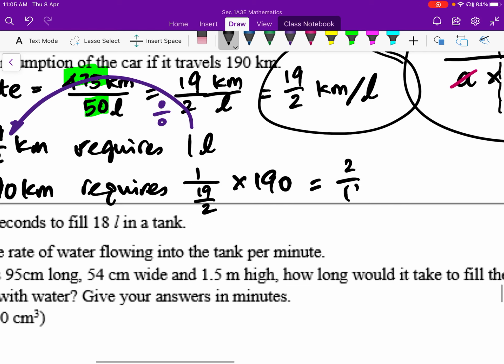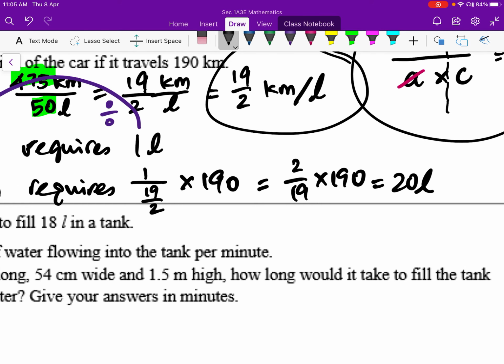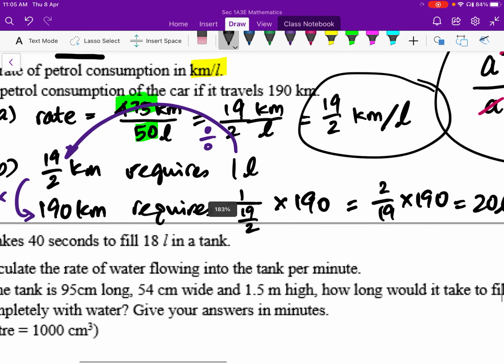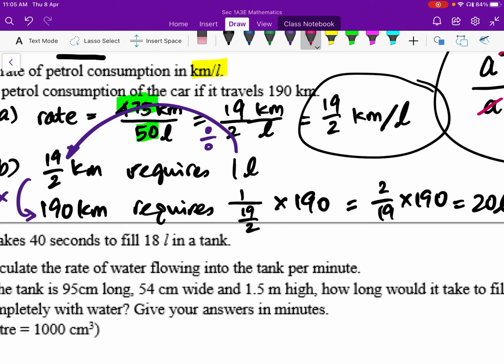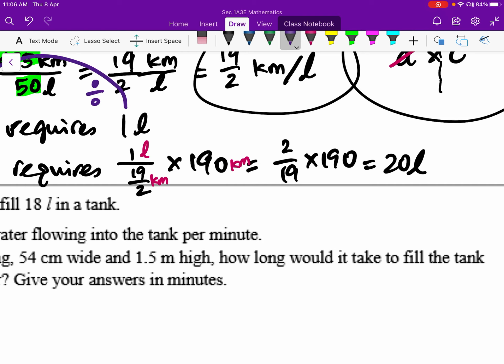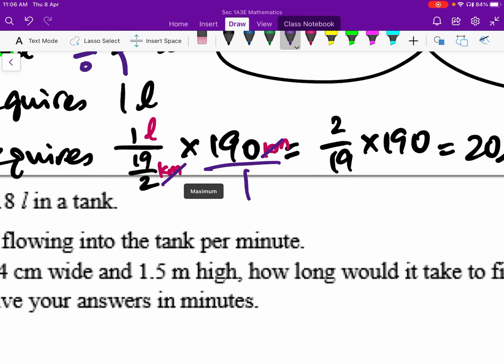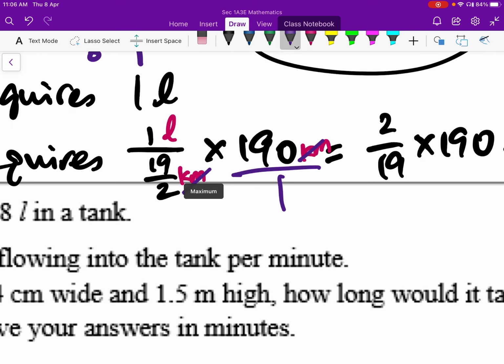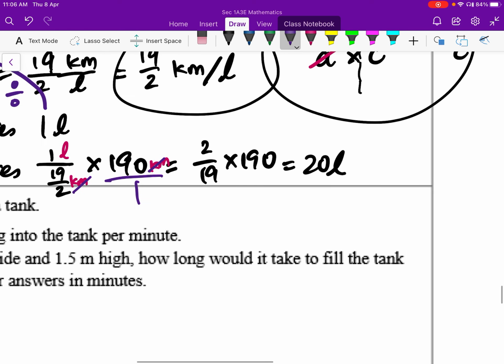Back to this. This will give me 2 over 19 times 190, answer 20 liters. If you were to put in the units in your calculation, look at what happens. 1 liter divided by 19 over 2 kilometers, and you multiply by another 190 kilometers. Look at what happens to the units. Kilometer, kilometer, cancel. We learn in fractions, diagonally, if there are common factors, in this case the units are kind of like your factors in algebra, we can cancel them and you're left with liters. The final answer will be in liters.